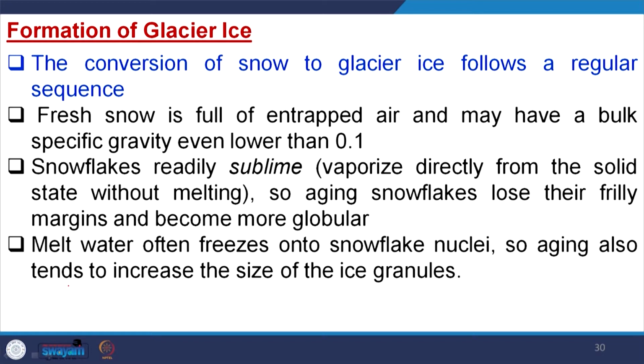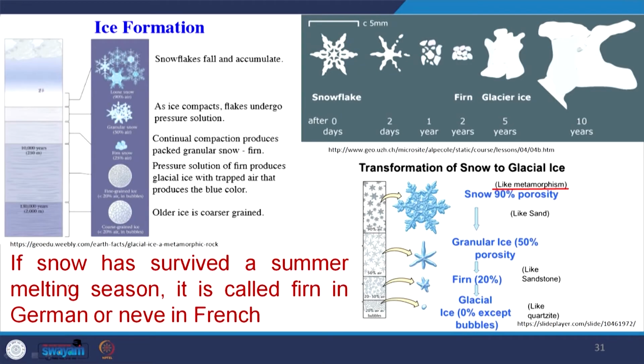So, aging snowflakes lose their frilly margins and become more globular. Meltwater often freezes onto snowflake nuclei, which also tends to increase the size of the ice granule. So, if you analyze these figures you can easily understand how these processes are involved, and what changes occur starting from snowflakes to glacier ice.